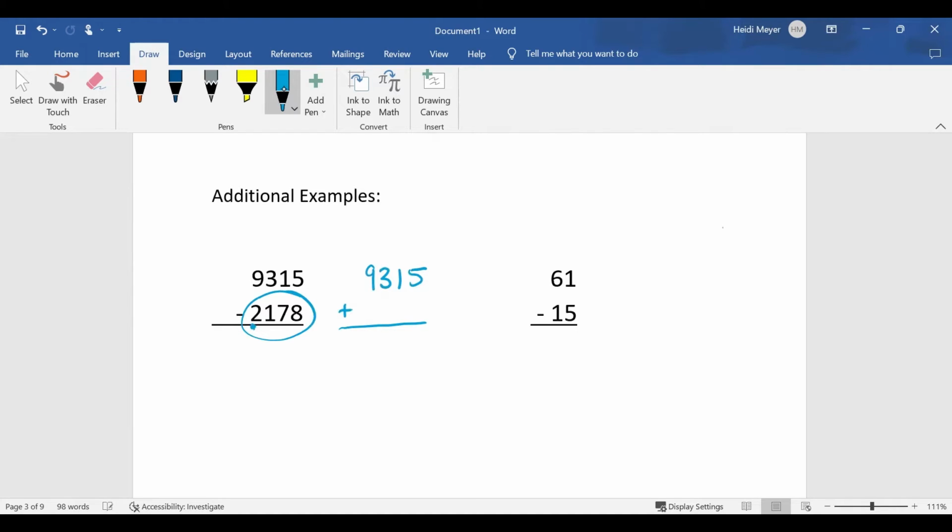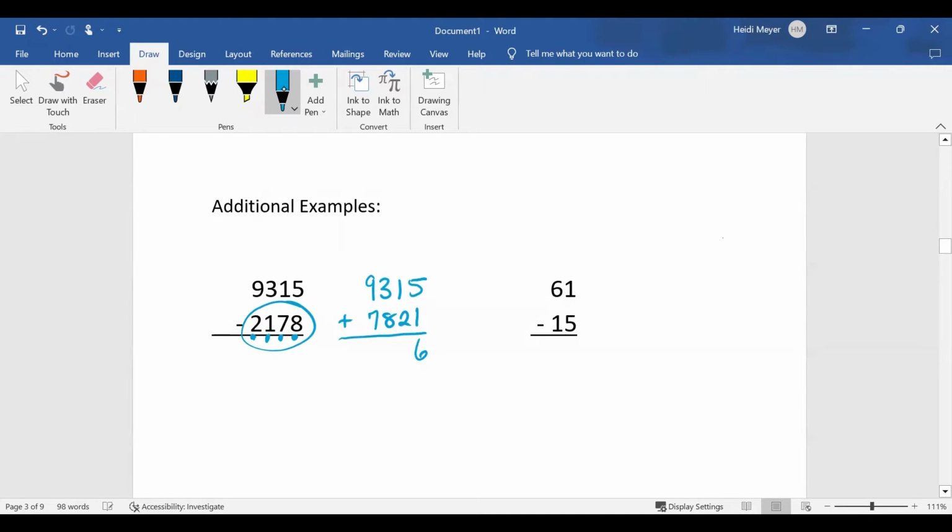So for the first one, 9 minus 2 gives us 7. Then 9 minus 1 is 8. 9 minus 7 is 2. And 9 minus 8 is 1. Then we go ahead and add. 5 plus 1 is 6. 1 plus 2 is 3. 3 plus 8 is 11. So we are going to have to carry. This gives us a 17.